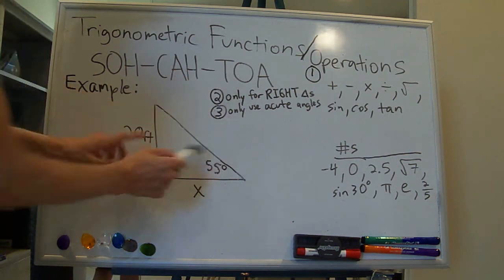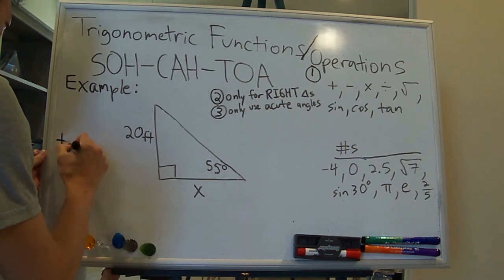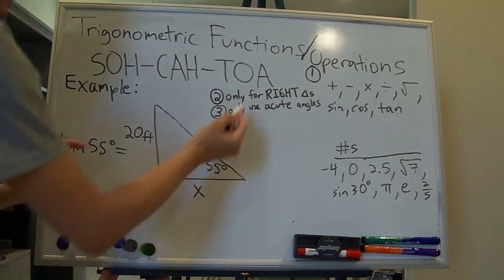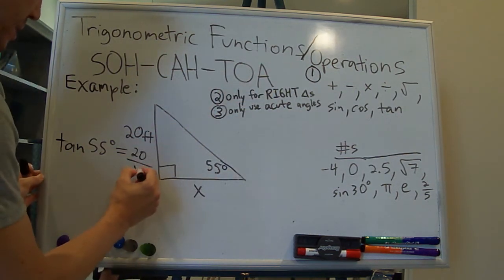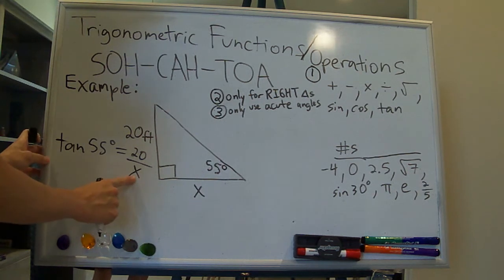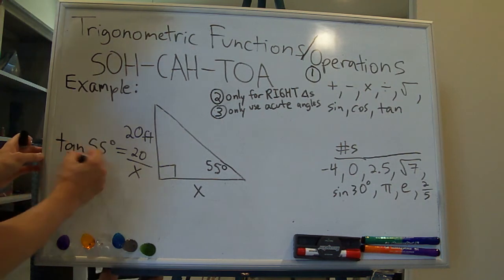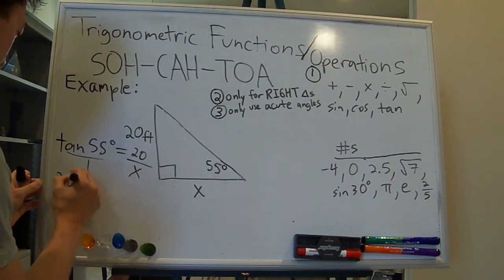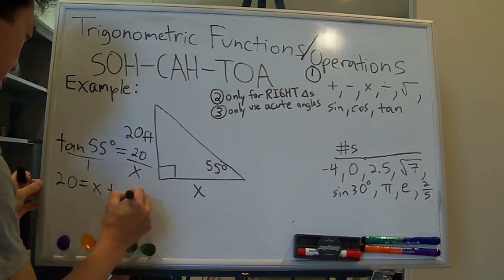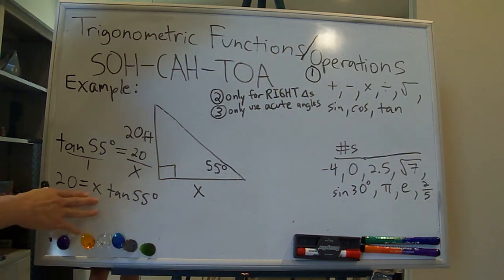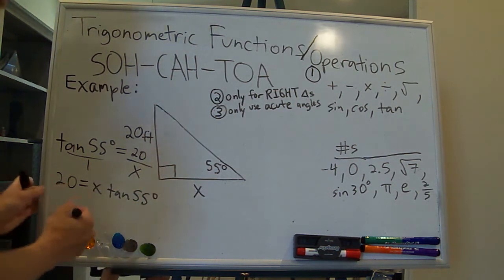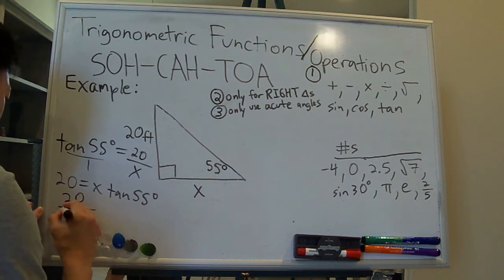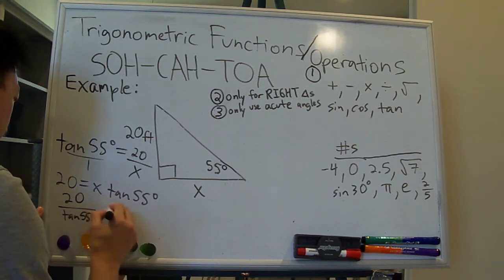So we're going to use tangent. Tangent of what? Tangent of 55 degrees equals the opposite side, which is 20, over the adjacent side, which is x. So there's our equation. Again, be careful when the variable's in the denominator. Easiest thing to do is cross multiply. So you cross multiply, you get 20 equals x tangent 55 degrees. You're trying to solve for x. Remember, tangent 55 degrees is just a number. Treat it like a number, just divide it over. So you get 20 over tangent 55 degrees equals x.